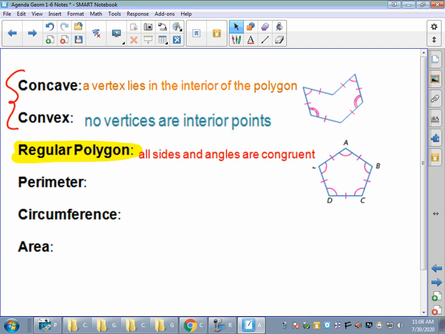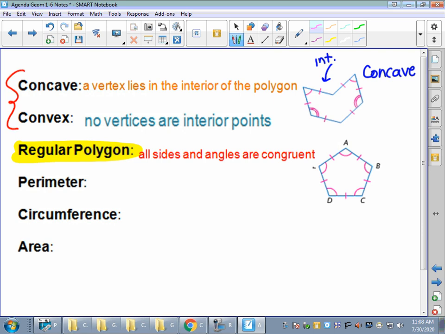I'm going to ask you in some problems to identify, is this regular, and is this concave or convex? So if I look at this top example over here, we'll start with concave or convex. Is this concave or convex? Because this goes into the interior, this is concave. Is this a regular or not regular polygon?